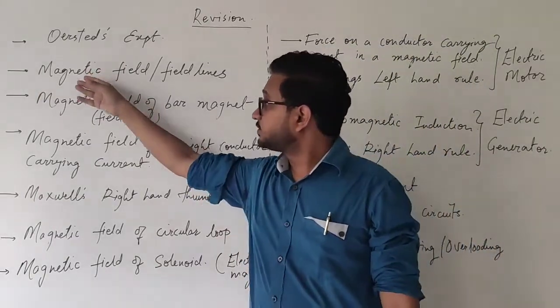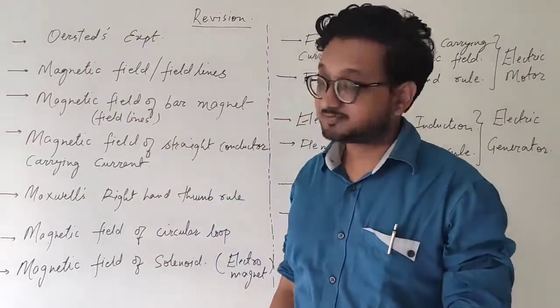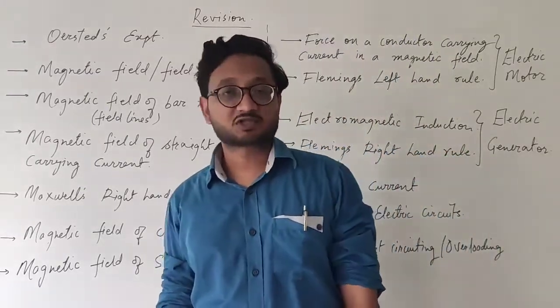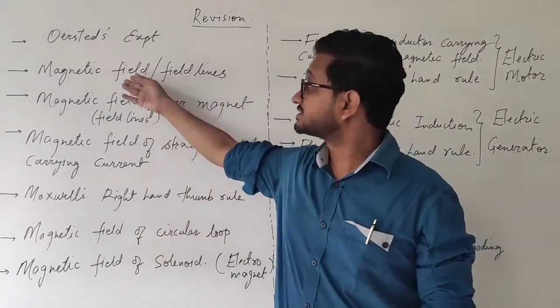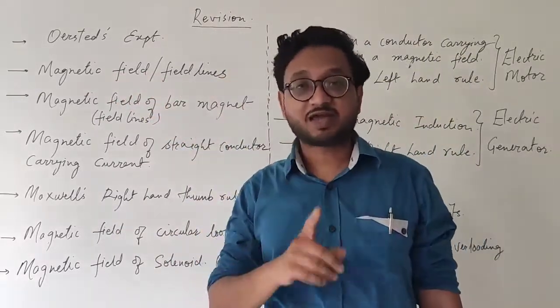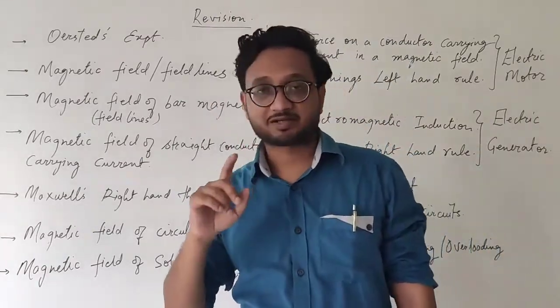Now we need to understand what a magnetic field is. A magnetic field is the field around a magnet in which its force can be felt, and this field is generated by the magnetic field lines which actually carry the magnetic force around the magnet.